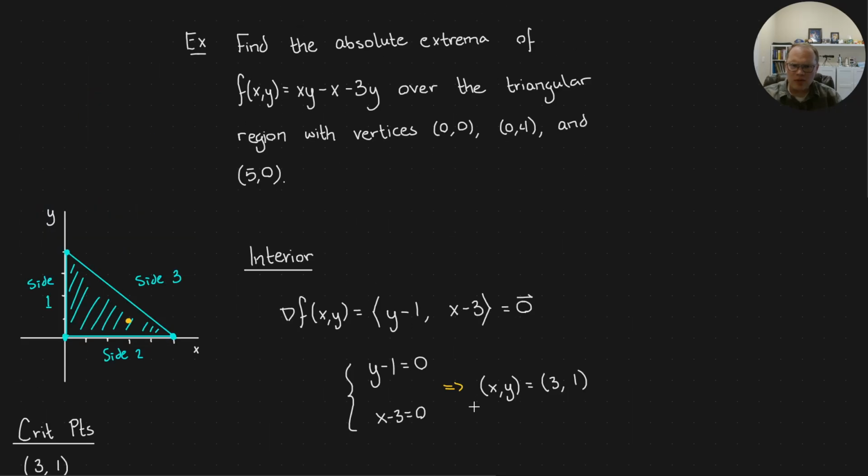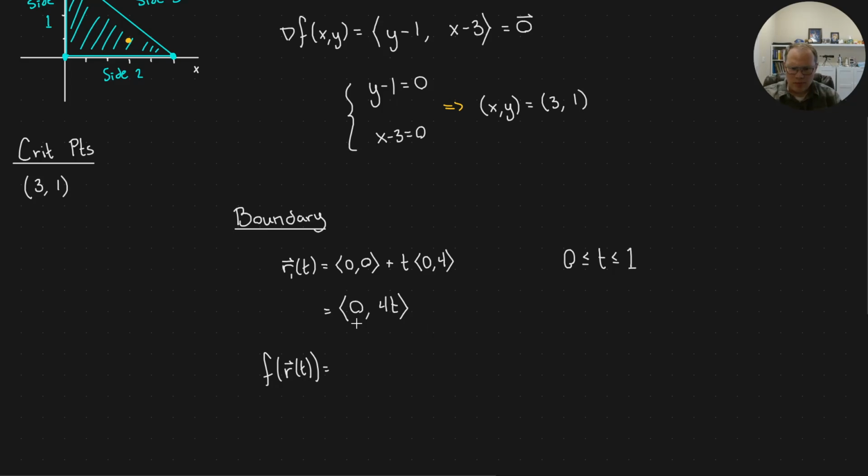So my function was, what was it? xy minus x minus 3y. So in place of x, I'll plug in 0. In place of y, I plug in 4t. So x, y minus x minus 3y. Most of this just goes away. I'll just be left with negative 12t.